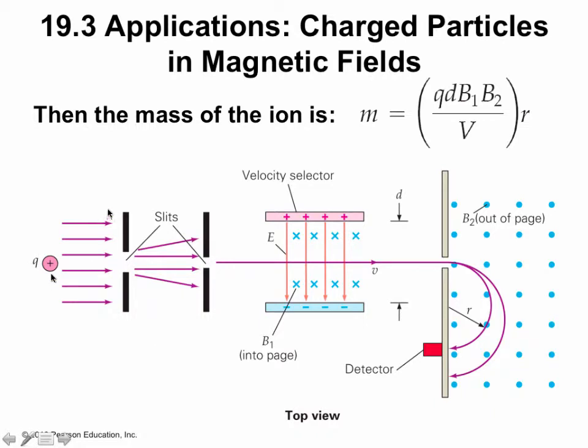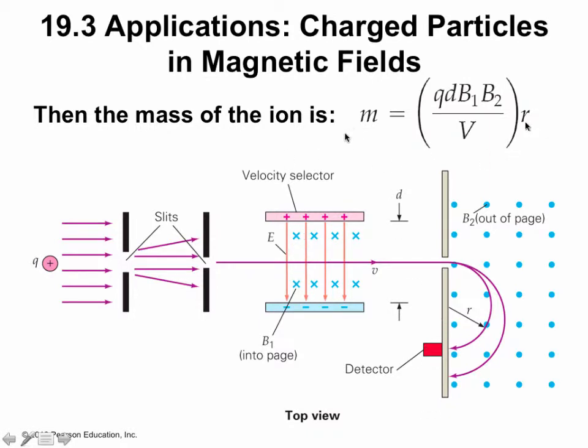Here we have a charged particle that passes through a slit. There's a double slit, a slit here and a slit here, and all that really does is help line up the particle so that it'll go through the velocity selector tangential to the electric fields and tangential to the magnetic fields, and then it'll pass through another slit. The magnetic field here is pointing into the board. On this side of the slit, it is pointing out of the board. That creates a circular path for the particle, and then it can be picked up by the detector.